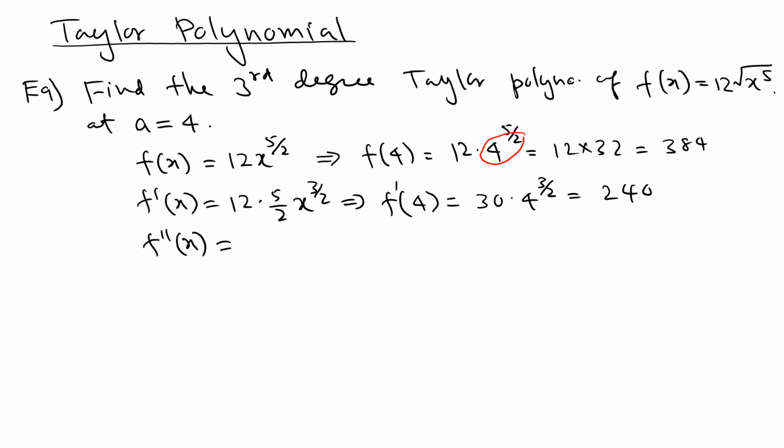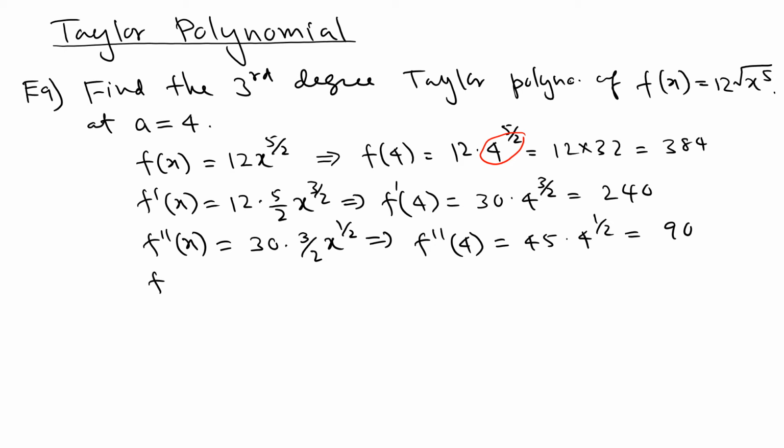So we have here 30 times 3 halves x to the 1 half. So f double prime of 4 now can be 45 times 4 to the 1 half, which is 90, since 4 to the 1 half is 2. Now the last one is the third derivative.